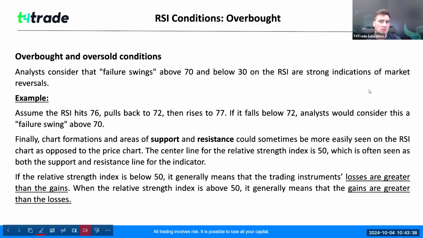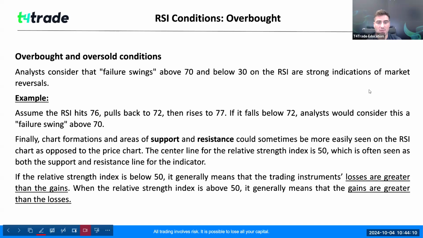Now, if it falls below 72, analysts will consider this to be a failure swing above 70. And this is an area that we could potentially capitalize upon, okay, and go short, okay? So finally, chart formations and areas of support and resistance could sometimes be more easily seen on the RSI chart as opposed to the price chart. And that's why we use the RSI as well as support and resistance levels.